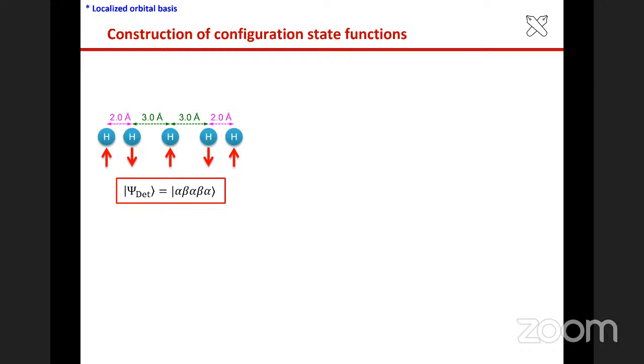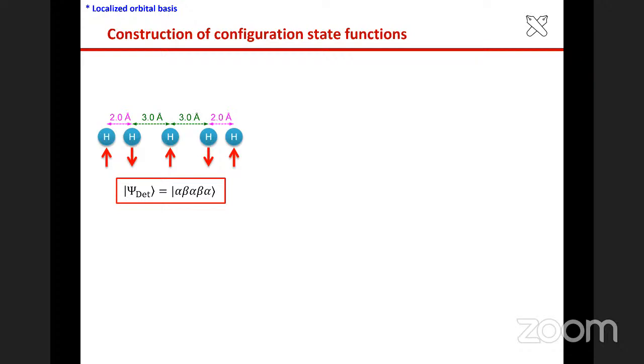Because there is antiferromagnetic interaction between near-neighbor hydrogen atoms, the expected spin configuration is something like this: up, down, up, down, up. And if we use the local orbital basis, with an orbital local to each hydrogen atom, we can expect that the wave function can be approximated by the alpha, beta, alpha, beta, alpha configuration.